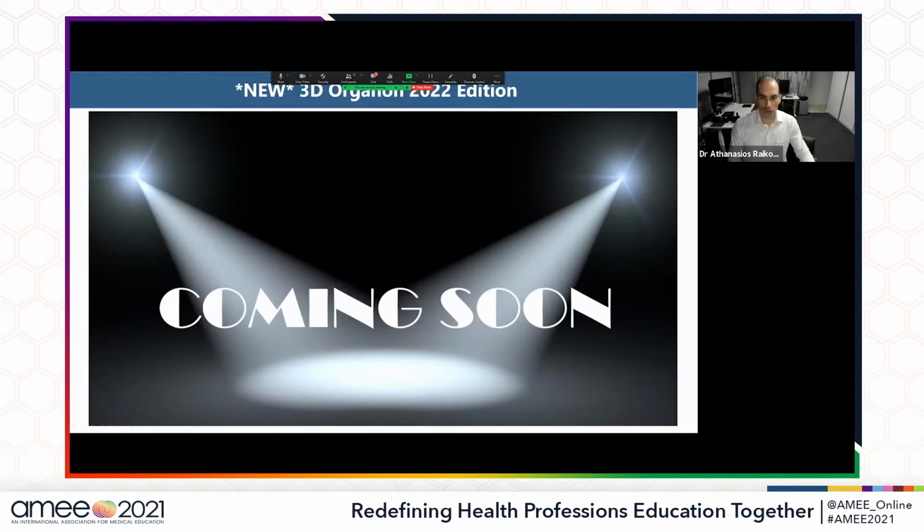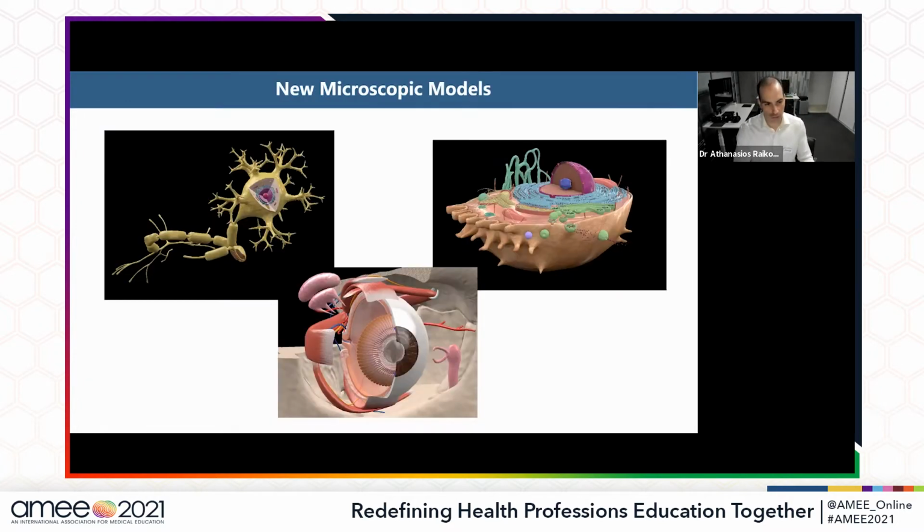3D Organon 2022 edition is going to be released very soon. We are working hard to finalize the latest innovations within 3D Organon. The release is planned for the last quarter of 2021, starting by around the end of October, early November. We are going to deploy the new edition to various editions.